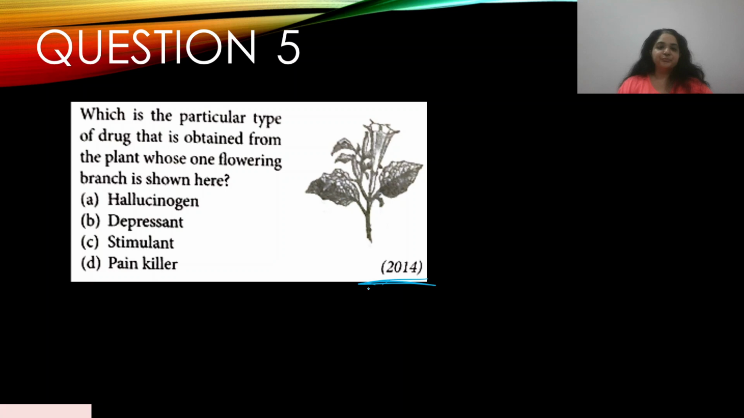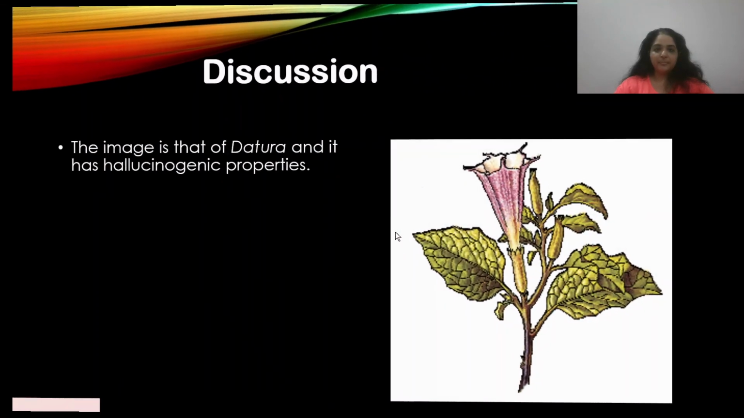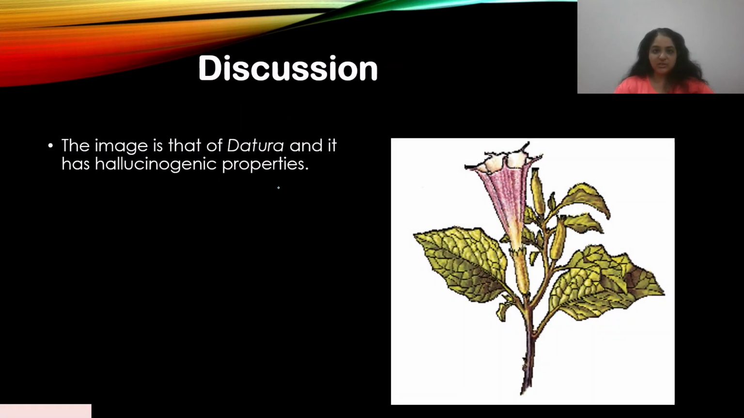Now if you look at the image, it's taken directly from NCERT. So which is a particular type of drug that they're asking, right? So it is A, hallucinogen. Okay, answer is A. So the image is that of datura. Okay, and it has hallucinogenic properties.